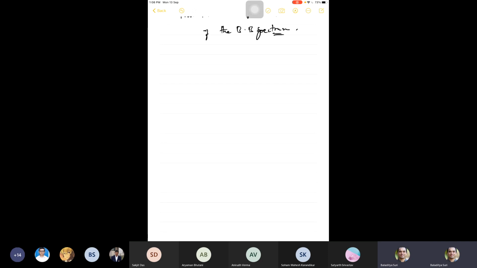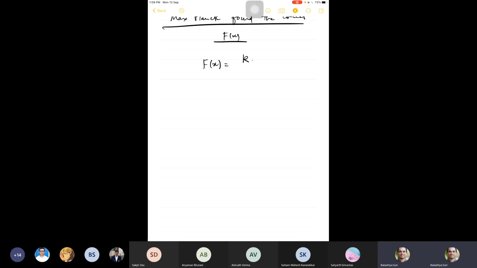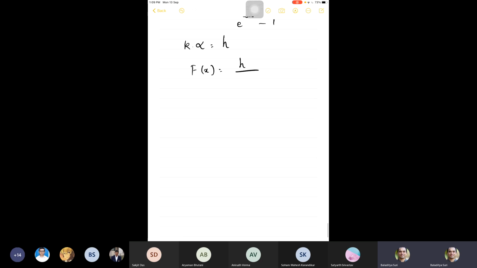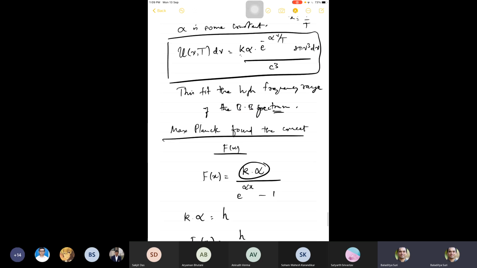So now everybody was trying to find the correct fitting function f of x, which fits the entire range, and this was where Max Planck succeeded. Max Planck found the correct f of x. And he found that f of x was some k times alpha by e to the power of alpha x minus 1. And usually he called this k times alpha to be some constant h. So what Max Planck used was h divided by e to the power of h nu by kT minus 1, where k is Boltzmann's constant. By the way, k here is Boltzmann's constant, I should write it as k_B.